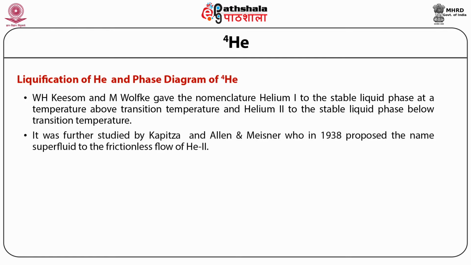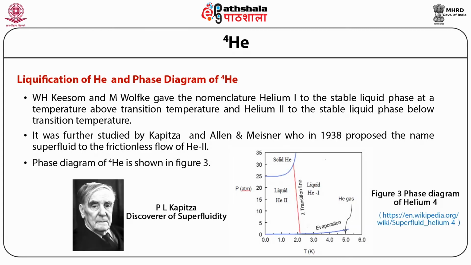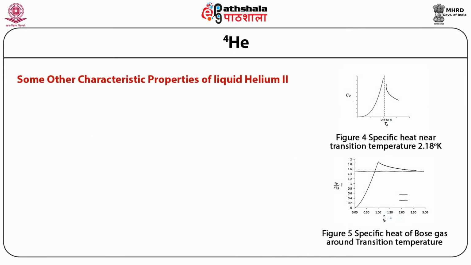It was further studied by Kapitsa and Allen and Meissner, who in 1938 proposed the name superfluid to the frictionless flow of helium-2. The phase diagram of helium-4 is shown in figure 3, where very clearly we can see the liquid helium-1 phase, the liquid helium-2 phase, and the solid helium phase. There are some other characteristic properties of liquid helium-2.